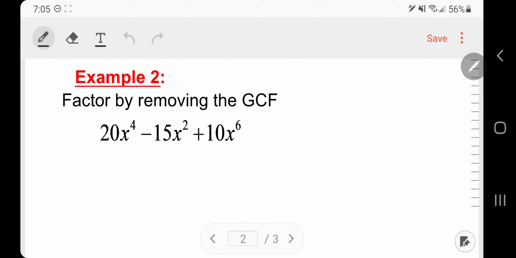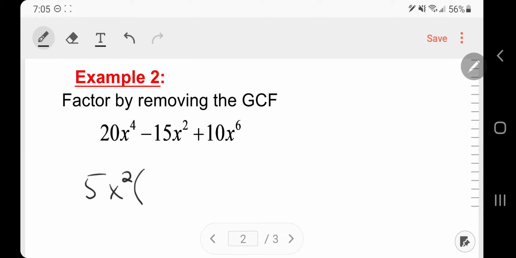Okay, so we have a trinomial here. Same rules though. We're going to look first for our common factor. So I have a 20, a negative 15, and a 10. Those can all be divided by 5. And then I have an x to the fourth, an x squared, and an x to the sixth. So I'm going to again use the least of those, which is the x squared, meaning they all have at least an x squared in common.